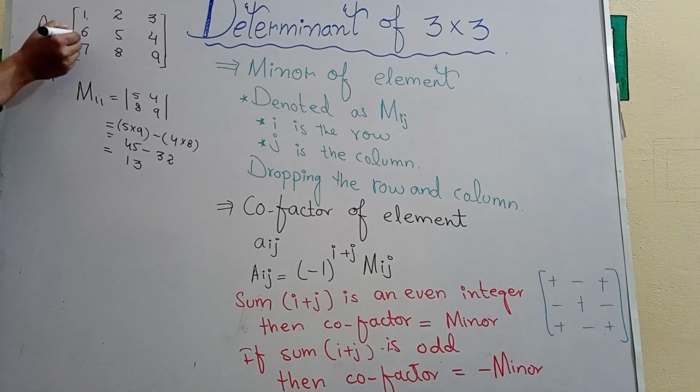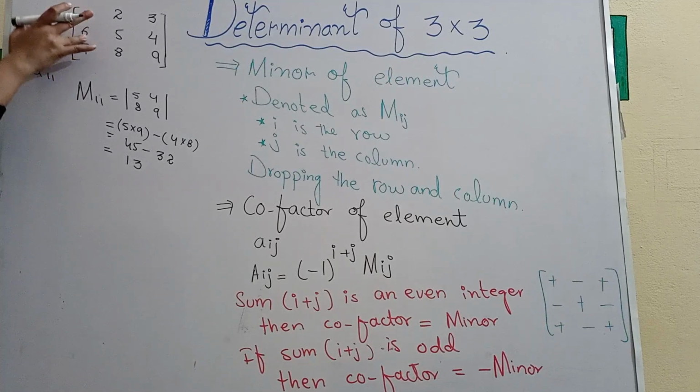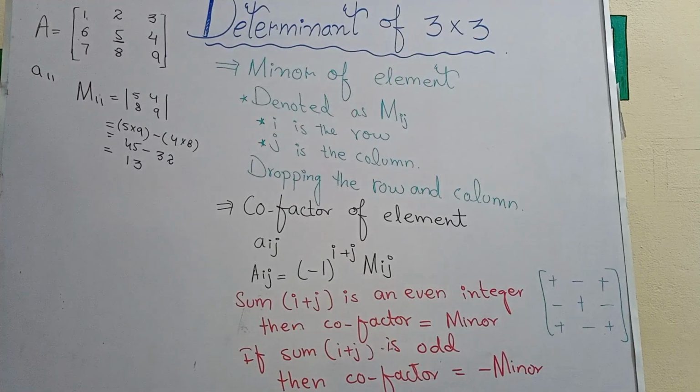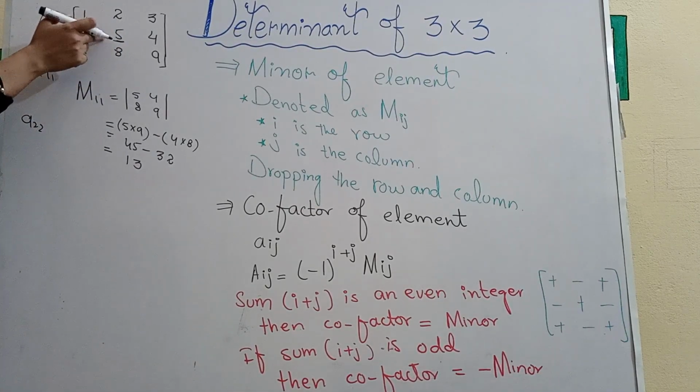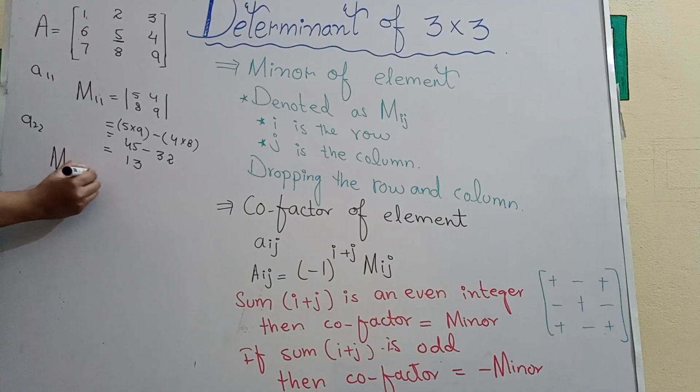Friends, we have to calculate the minor of this number. As per this number is 2 1. Let's suppose this is the simplest one. Let's suppose we are going to take the minor of this one, that is A22. That is the second row and the second column. For the minor, we have to write M22.